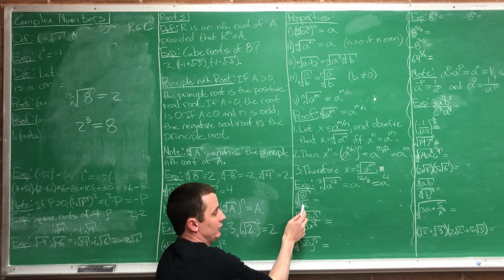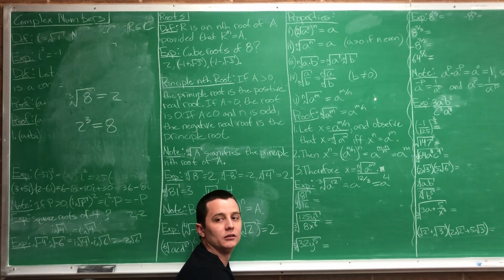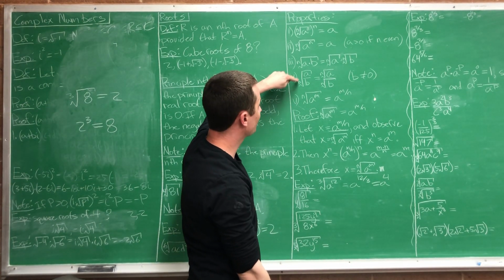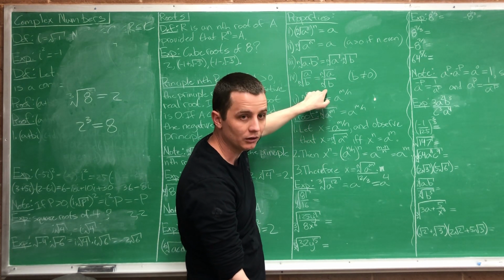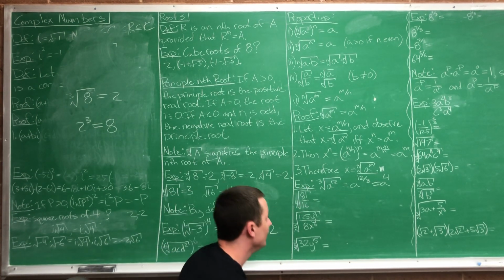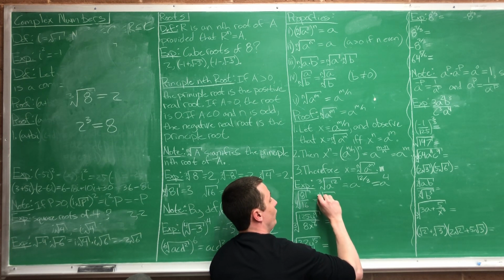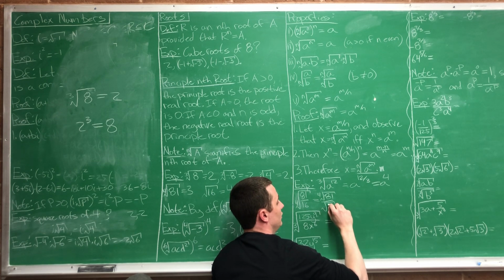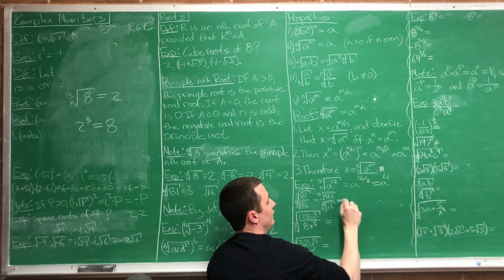Okay, so let's do the next one. What's the fourth root of 81 over 16? Well, we're going to use this property now. The nth root of a over b is the same thing as the nth root of a divided by the nth root of b. So the fourth root of 81 over 16 is the same thing as the fourth root of 81 divided by the fourth root of 16. And what is the fourth root of 81?